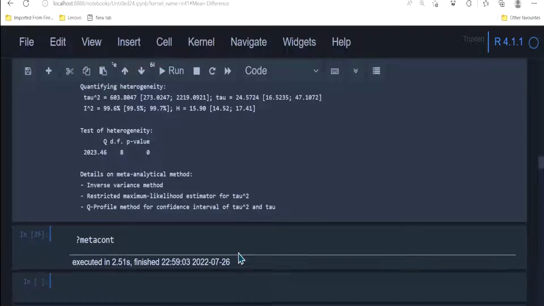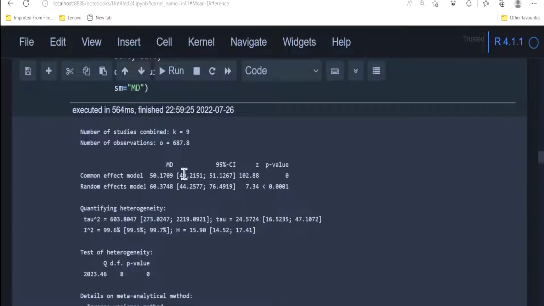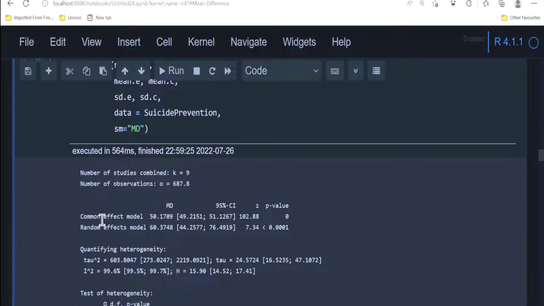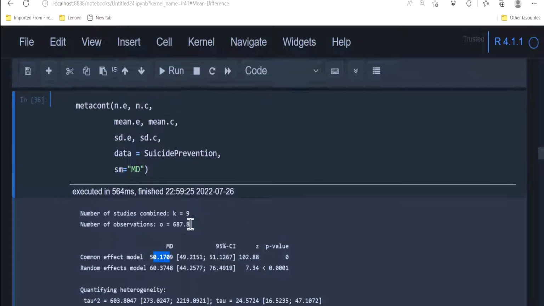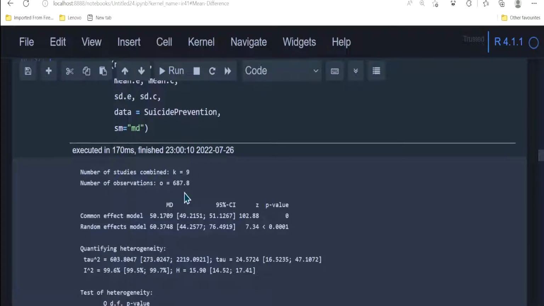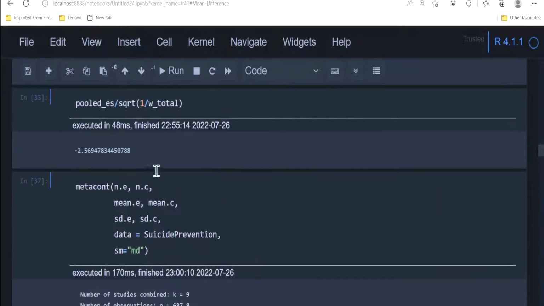That doesn't seem to be right. Mean difference 49. Oh, this can't be. No, something's wrong here. This is not right. Or maybe it's calculating the ratio of means. Yeah, okay. Again.